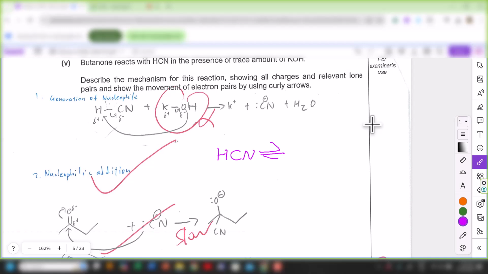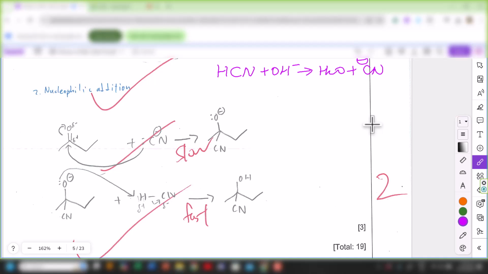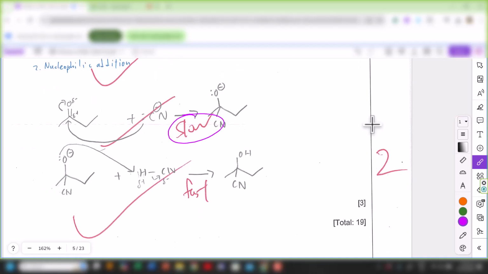Of course, if you want to highlight the role of the traces amount of OH minus, then you can simply write the acid-base reaction between HCN and OH minus, so you get CN minus. Then the CN minus generated will then perform nucleophilic attack, and then the rest. Remember to put your slow step. Very important.